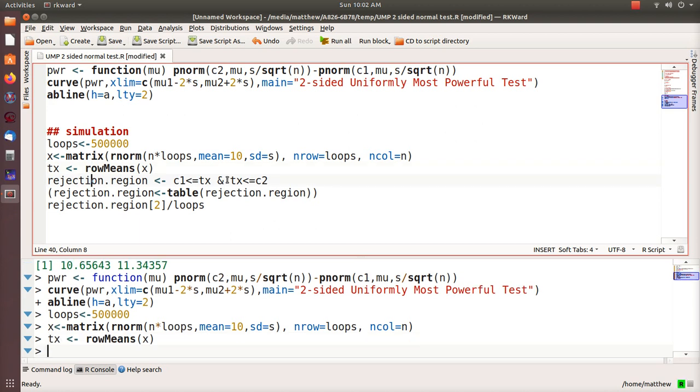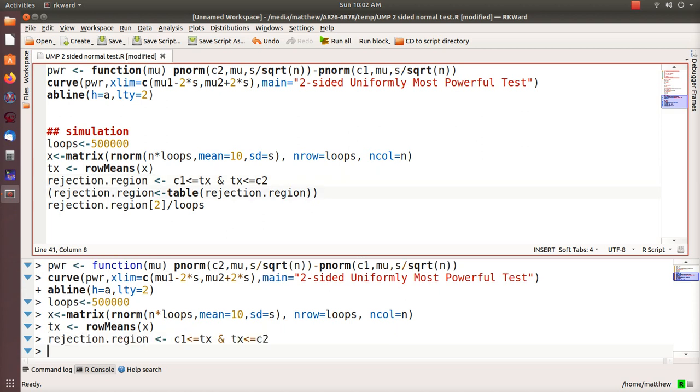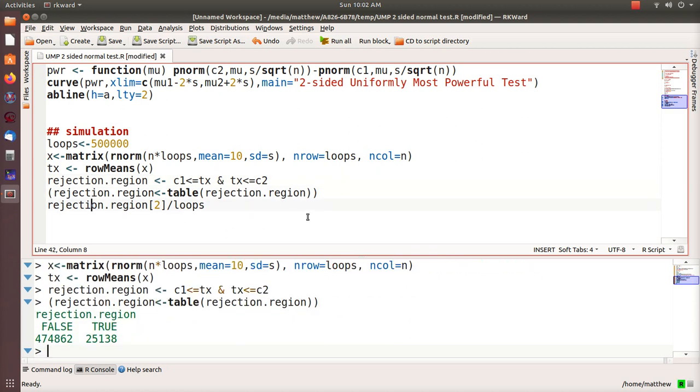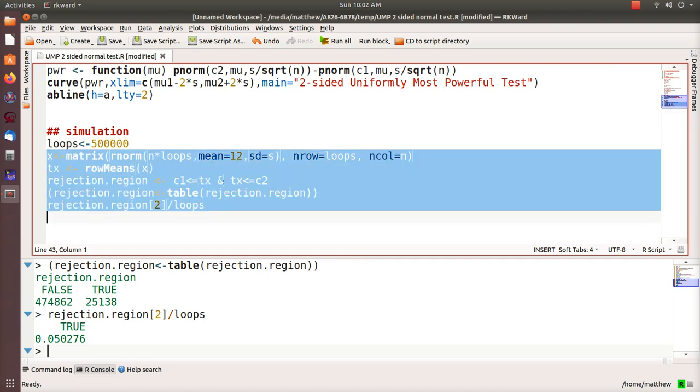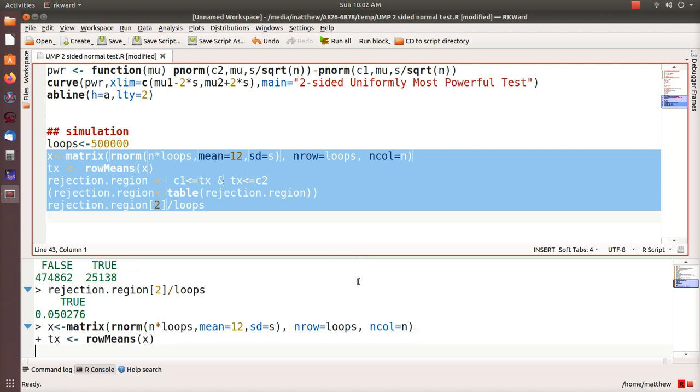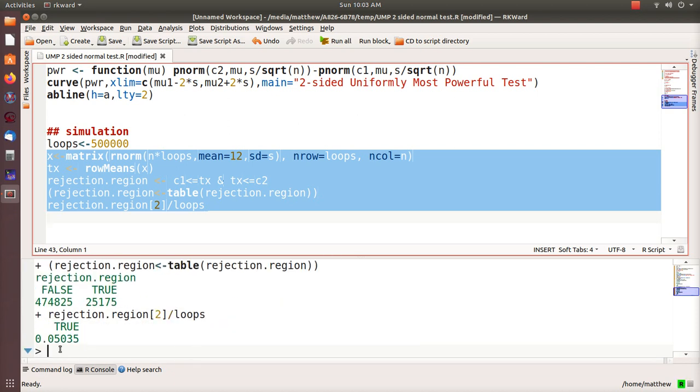Now we want to see if it's in the rejection region. So is it between C1 and C2? That'll create a true or false. If we look at the table of when it happened, there are so many trues and so many falses. So this is the rejection region. If we divide that by how many loops, that's it. It should be 0.05, and our simulated value is very, very close. Let's look at another boundary point, 12, and do some simulations there. With 500,000 simulations, we estimated 0.05.